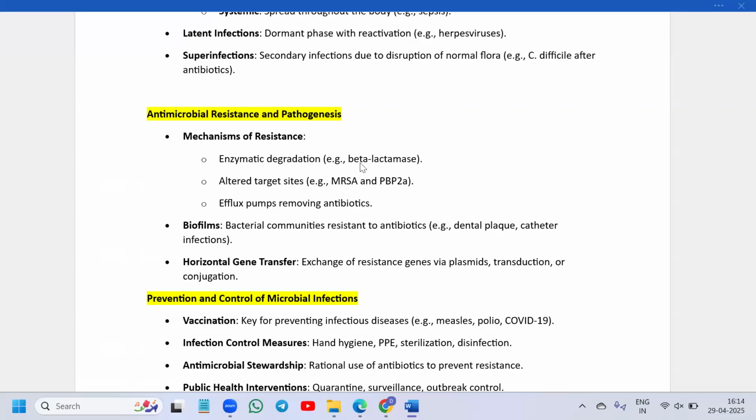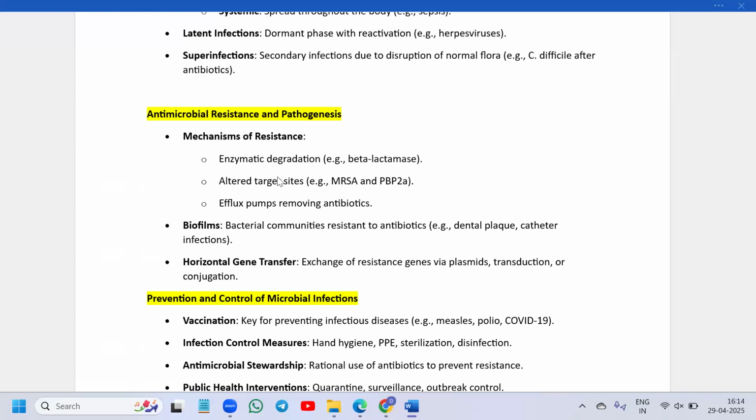One is enzymatic degradation, so the beta lactamase. Okay, since this is the thing that the antibiotic is going to target, what if the bacteria removes that target? The antibiotic itself will not come and act, is it not? So finally the antibiotic is going to fail. The bacteria is going to win and survive. It will not be killed by the antibiotic. So that is one mechanism of resistance.